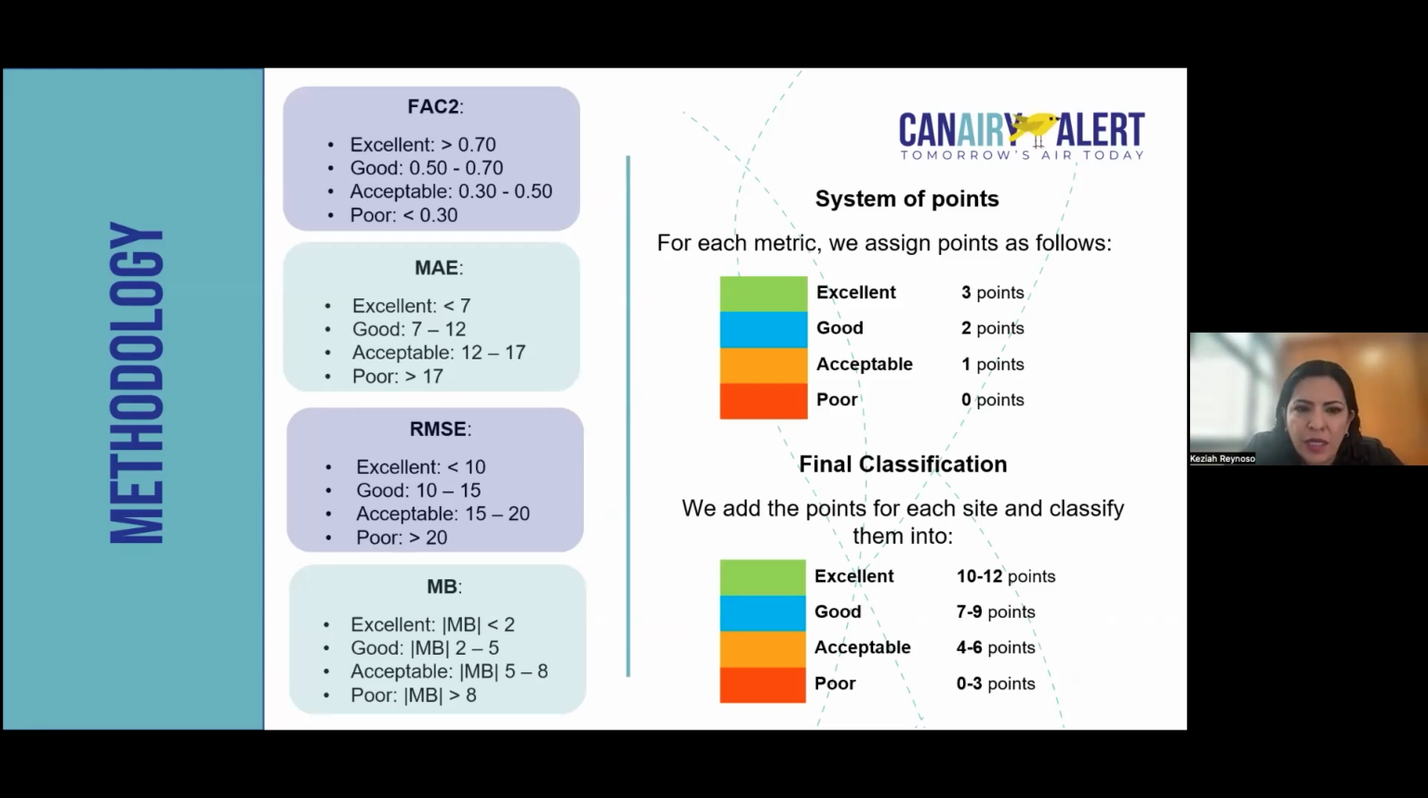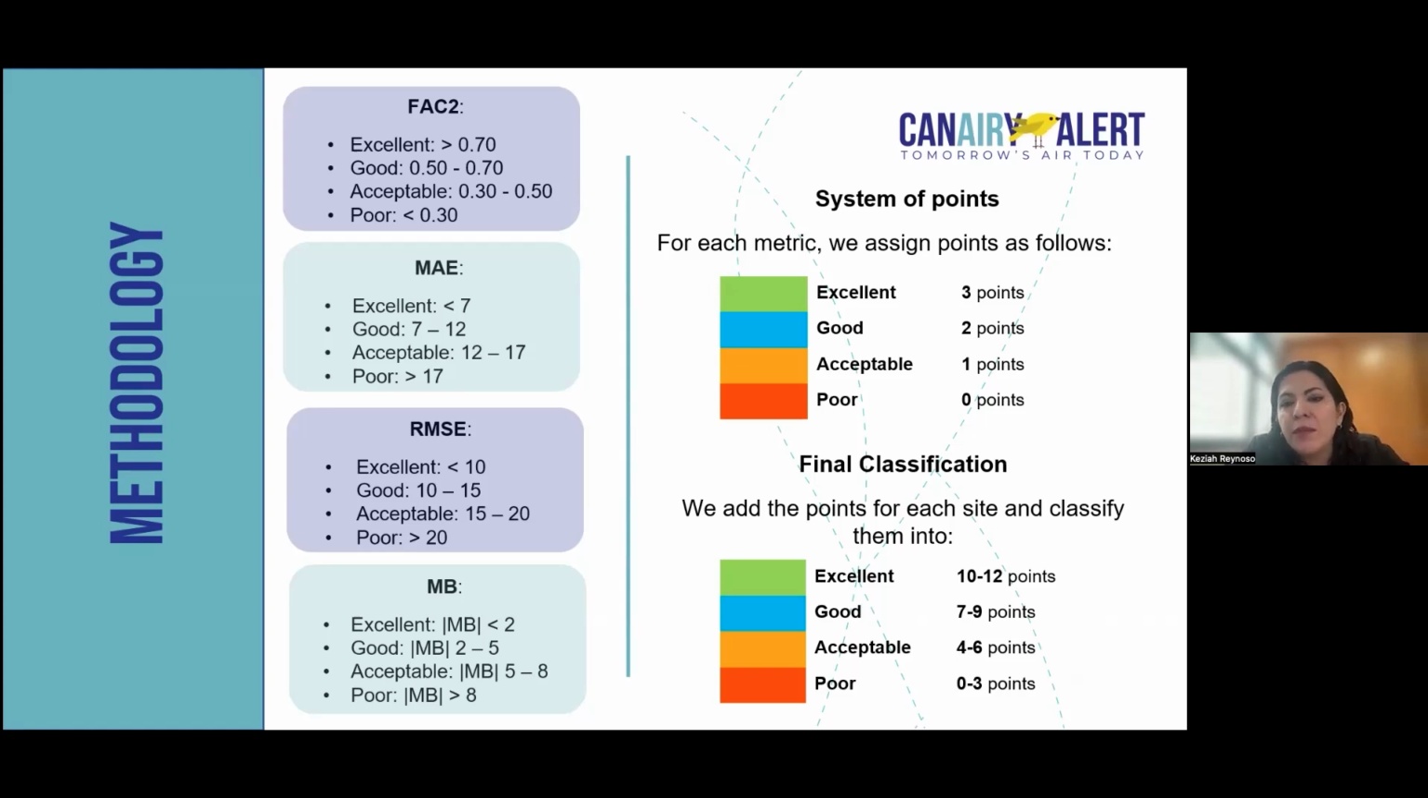So once we chose these metrics, we were able to establish criteria, which is based also on the literature review, and it allowed us to choose the values for each of the different metrics, and it allowed us to recognize the behavior. So on the left-hand side, you can see the values for each of the metrics, and based on the values, they are classified as excellent, good, acceptable, and poor.